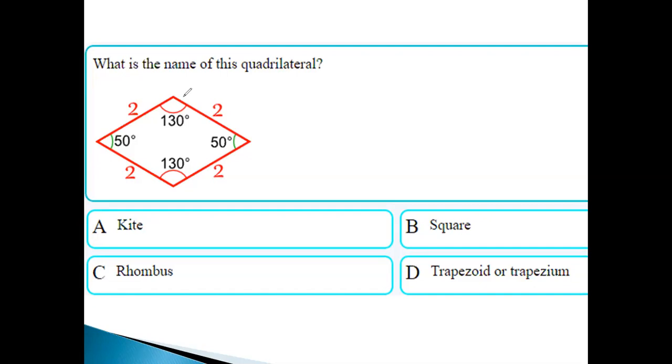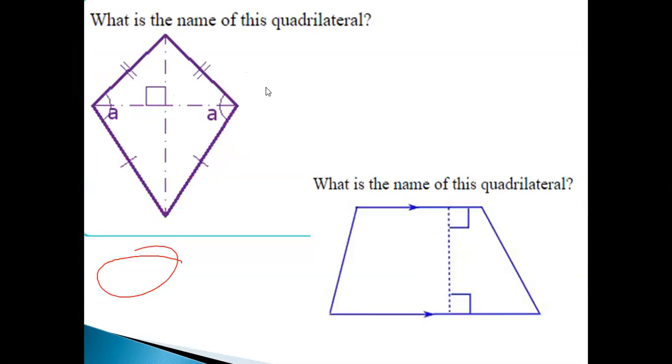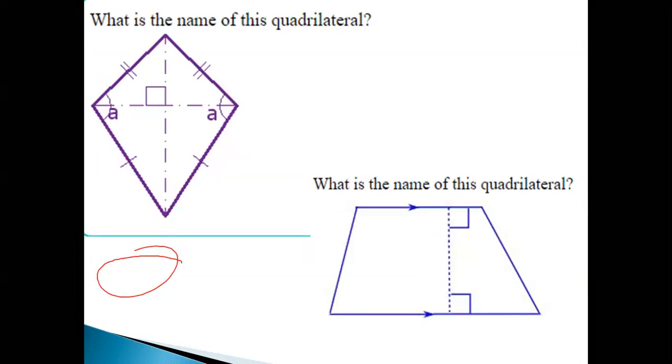So, what is the name of the first shape, the second shape? First one is kite, and second one is trapezium, or trapezoid. Okay, that's trapezoid. Very good.